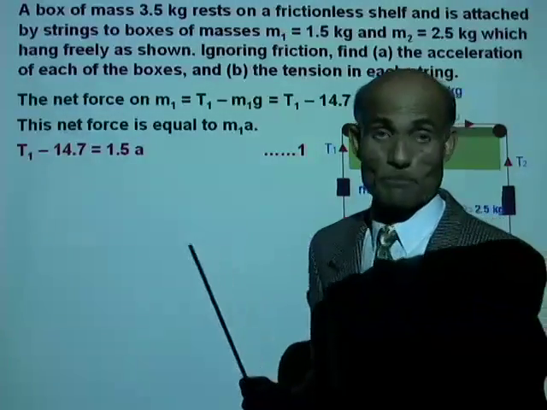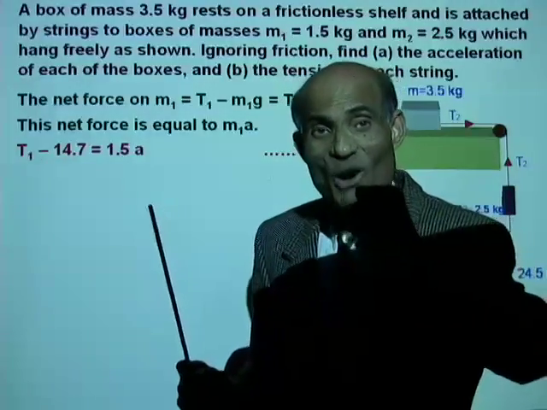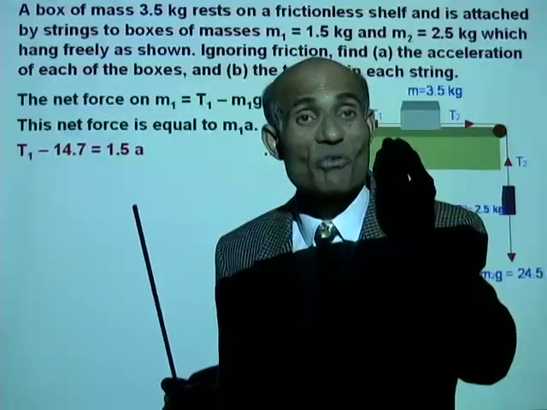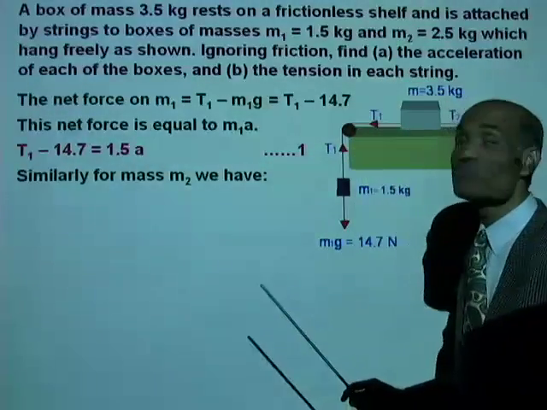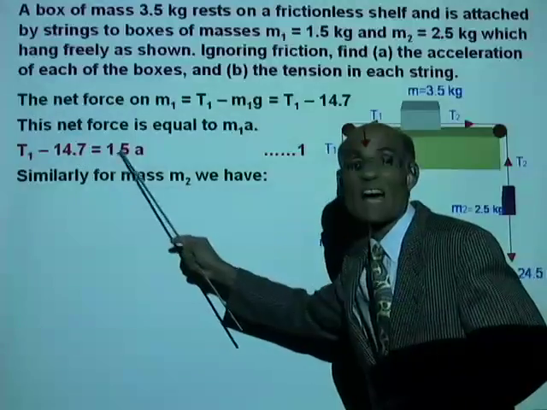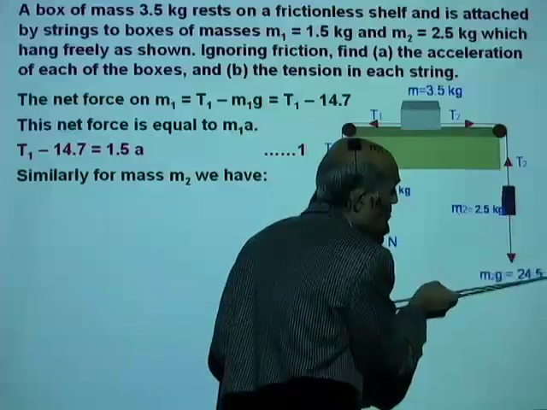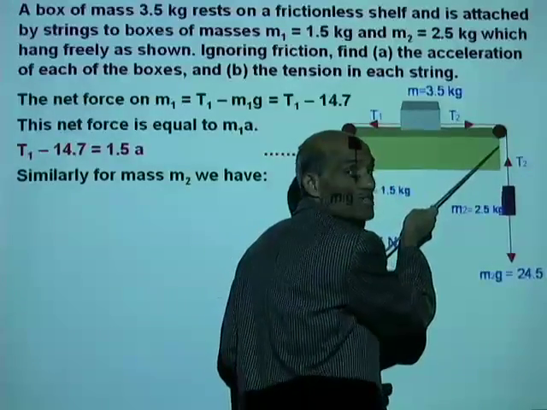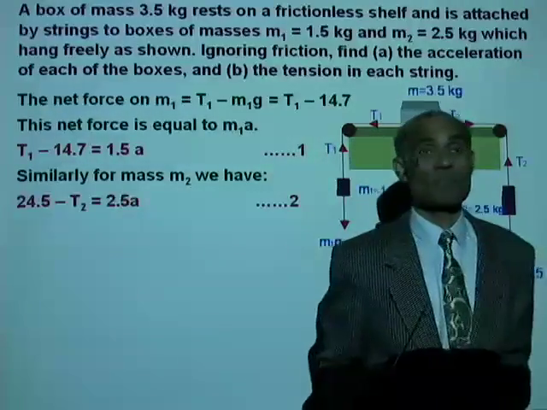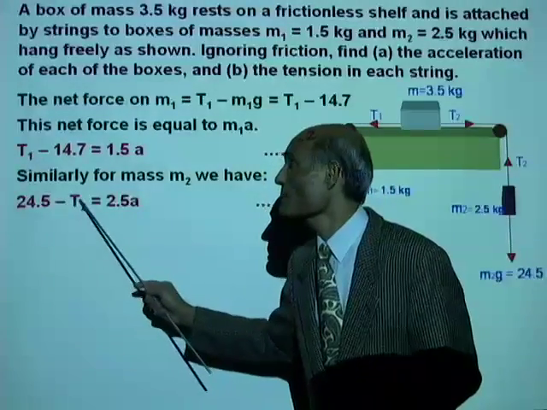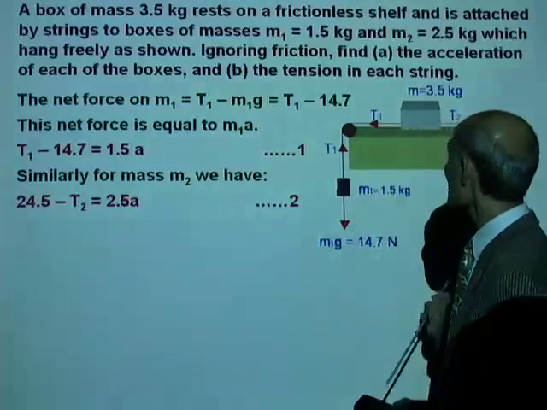Now remember, the easiest way to solve problems like this, as I told you, is isolate each object and find the net force on each of them. Alright, similarly for mass M2, can you write an equation like this straight away? You can look at this and write it straight away. You say 24.5 minus T2 equal to M2A, 2.5A. There you are. 24.5 minus T2 equal to 2.5A. I don't think it needs a lot of explanation.